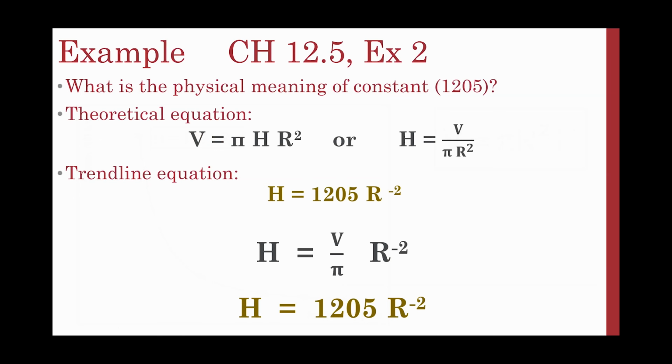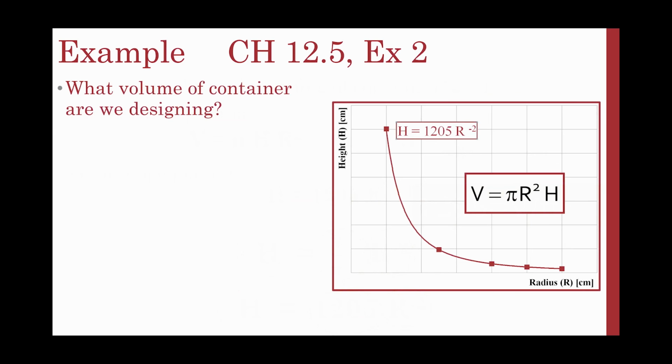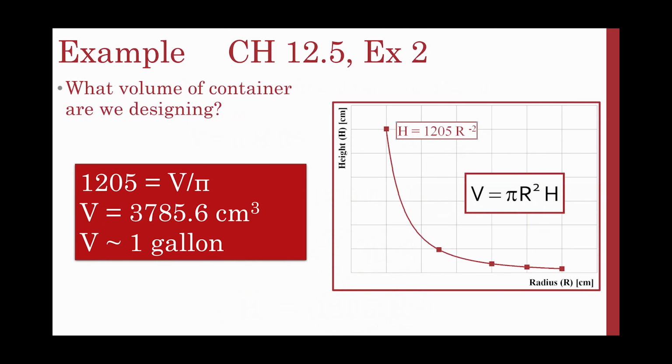So let's compare these two relationships. Our theoretical equation was based on volume, which we were actually representing in terms of height. So if we compare our height version of our volume equation, here we have our height, we have our volume divided by pi, and we have our r to the -2. So the physical meaning of our constant is actually our volume divided by pi. So what is the volume of the container we are designing? We have our 1205, which is volume divided by pi, which means our volume is approximately 3,785.6 centimeters cubed, which is approximately 1 gallon.